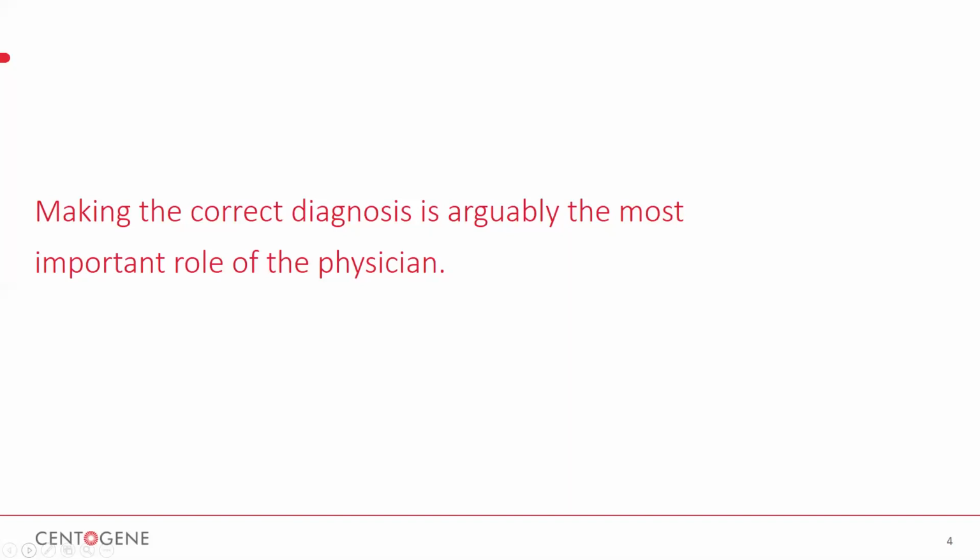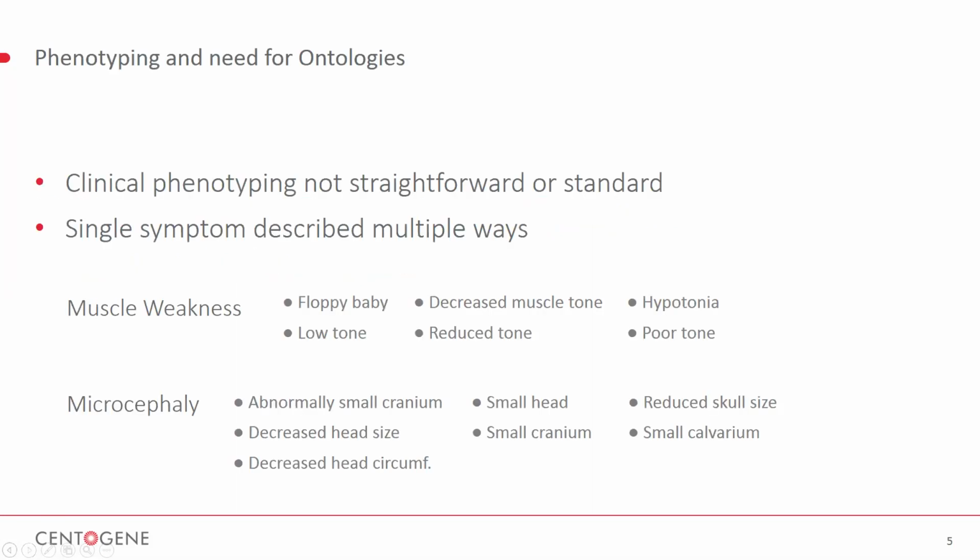Making the correct diagnosis is arguably the most important role of the physician. For genetic diagnoses, particularly in complex cases, the clinician's role is much more than just identifying the need for genetic testing and sending a sample to Centogene. Clinicians are primary care partners who interface with patients, listen to their complaints, and understand their presentations. Therefore, clinicians send detailed information about presentation to geneticists and bioinformaticians and are essential in helping the diagnostic process. That said, clinical phenotype is not always so straightforward or standard.